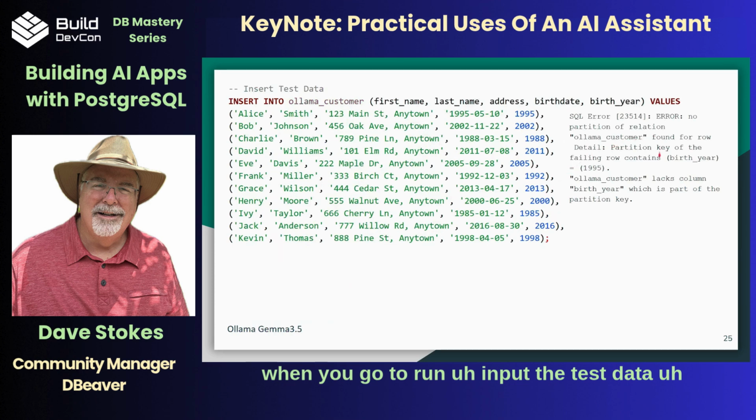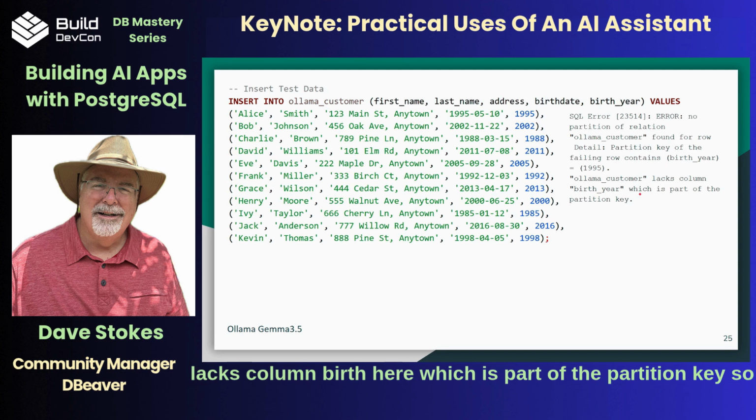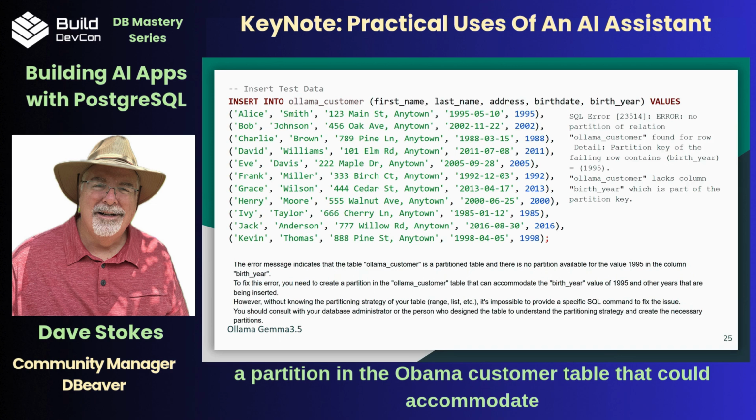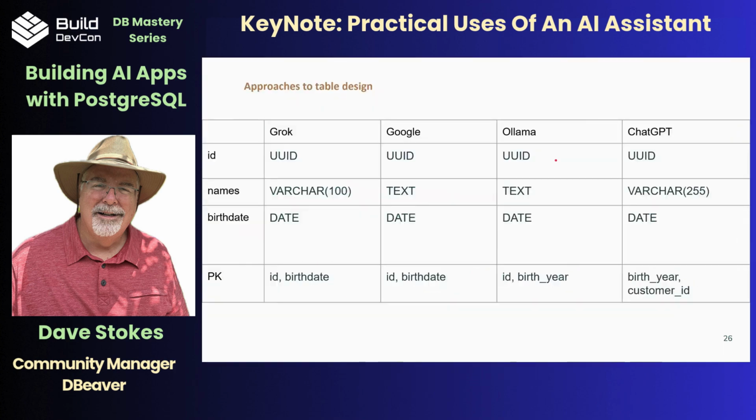But when you go to insert the test data, it complains about the row containing birth year equals 95. It lacks column birth year, which is part of the partition key. So I ask what the error actually is. And here you see, to fix this error, you need to create a partition in the Ollama customer table that can accommodate the birth year value of 1995.